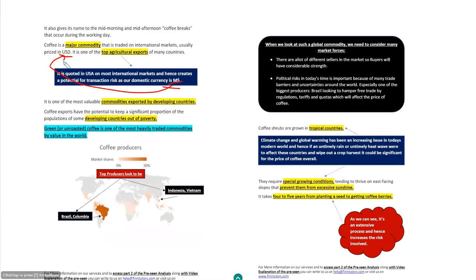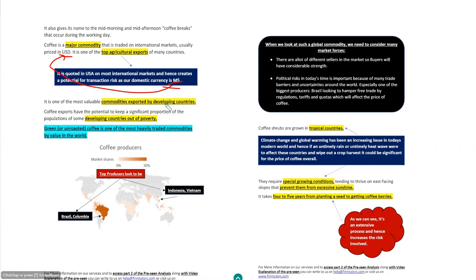It is one of the most valuable commodities exported by developing countries. Coffee exports have the potential to keep a significant proportion of the populations of some developing countries out of poverty, because that's their only source of income. That's their only, let's say, major commodity which they can export and earn money from. It helps keep developing countries out of poverty because it's their main source of income.